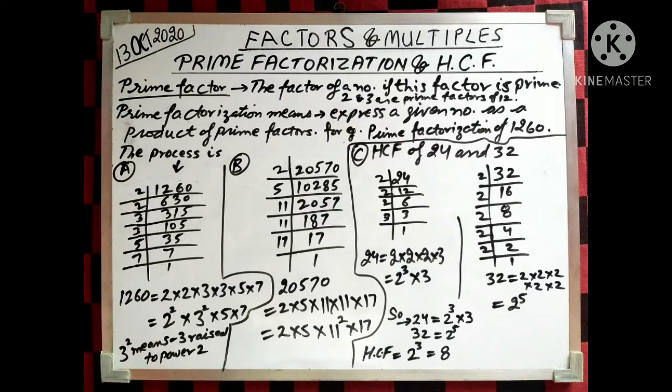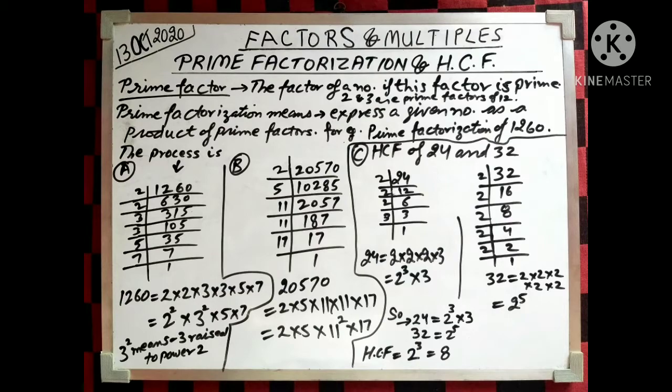Now what is a prime factor? A factor of a given number is called a prime factor if this factor is a prime number. For example, 2 and 3 are prime factors of 12. Got it? Now prime factorization means to express a given number as a product of prime factors. I have written 3 examples on the board. The first one is the number 1260.